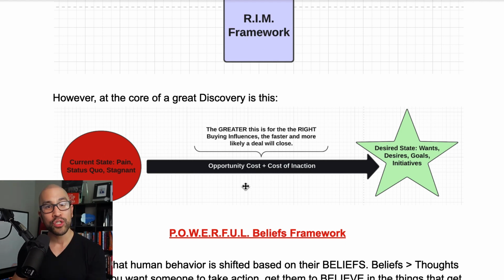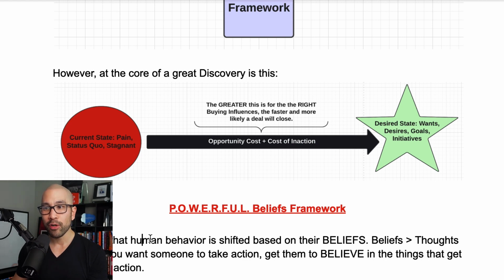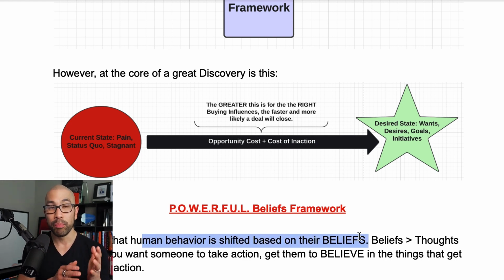And what you want to understand is this: human behavior is shifted based on their beliefs. This does not matter if it's SMB or enterprise. At the end of the day, you're still selling to human beings. And I'll tell you right now, if you're selling someone who worked for a Fortune 50 company, a C-level exec, there's nothing in their DNA that says they had something different inside of them that makes them decide different ways. There's nothing like that.